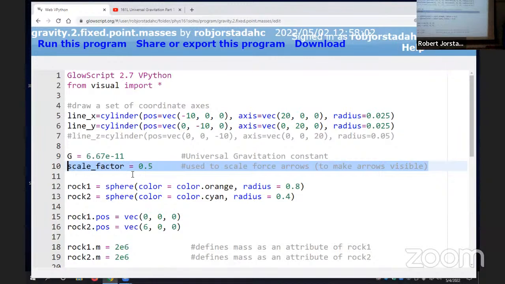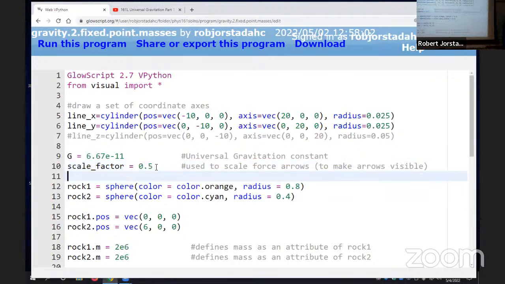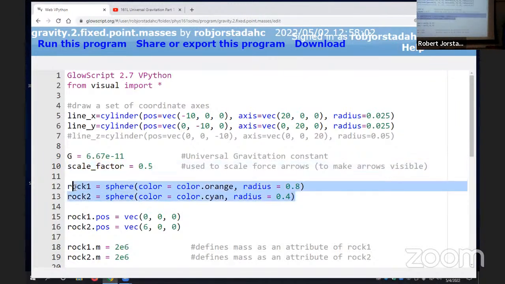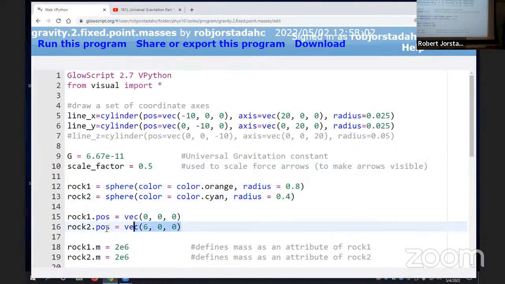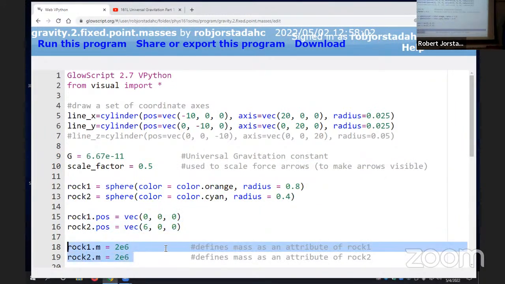Basically, we don't want to calculate any forces incorrectly, but sometimes the forces are either going to be really big or really small, and we need to scale them. So more on the scale factor in a minute. That's used to scale the arrows to change how easy it is to see things. I created two different rocks. I gave them some positions, and I created some new attributes called their masses.